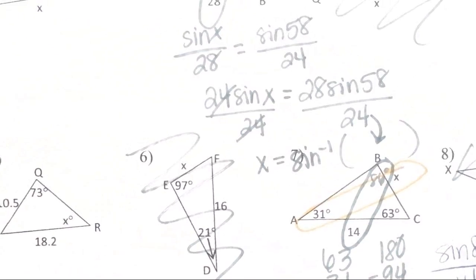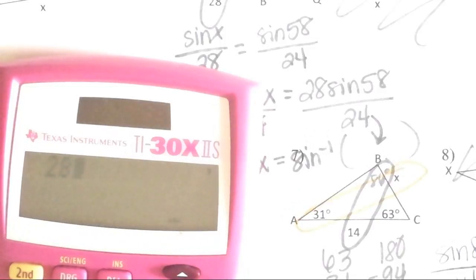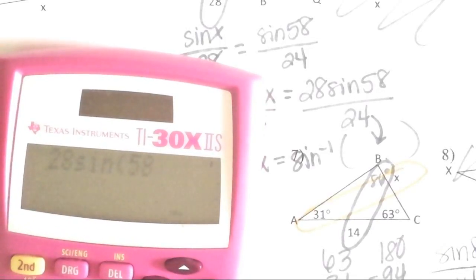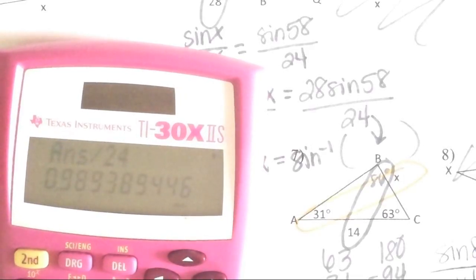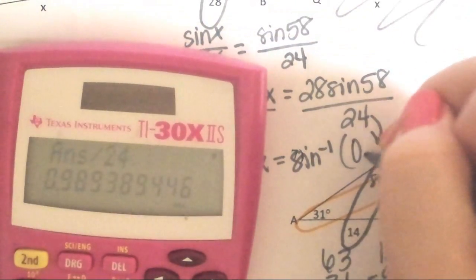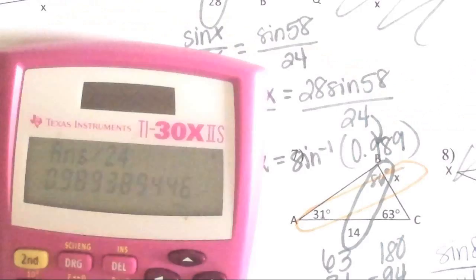I stole Danny's calculator, so I get to use it now. Katie has options. It depends on how confident she is with her calculator. She can do 28 sine 58, enter, divided by 24, enter. And then she can even write down that decimal for me, like sine inverse of 0.989. If Katie shows me the intermediate work she gets on her calculator, I can give her some pity points for that. So instead of taking off 1 whole point, I only take off like a half, maybe even a quarter. I don't know. Depends on what she shows me.